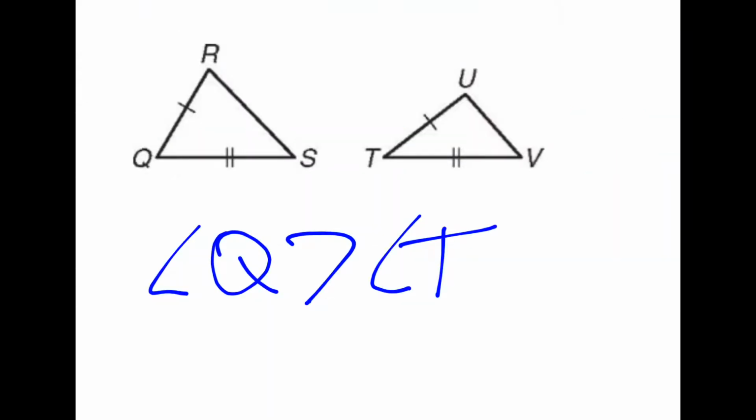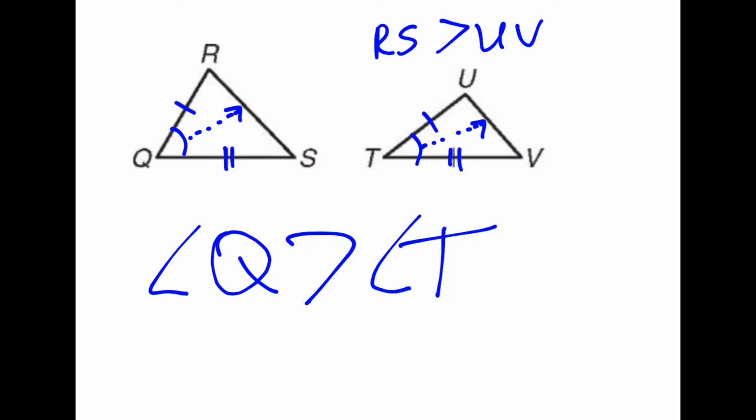Given these two triangles, we're told that RQ and UT are the same length, and QS and TV are the same length. We're also told that angle Q, whatever it is, is bigger than angle T, which means whatever's across from angle Q is bigger than whatever's across from angle T. So RS is bigger than UV.